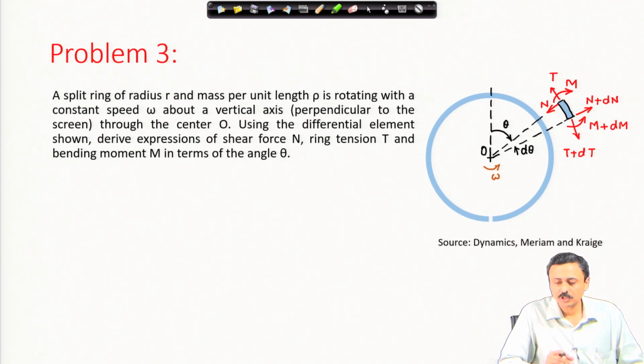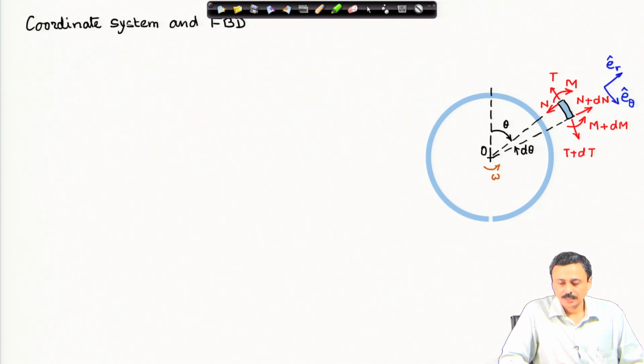We have to solve for these forces as a function of theta, and you should notice how theta is being measured from this dashed line. Coordinate system: plane polar coordinates is the only choice. There is a prismatic body, so we can use the equations of motion for planar kinetics. The free body diagram of that little element is already shown.